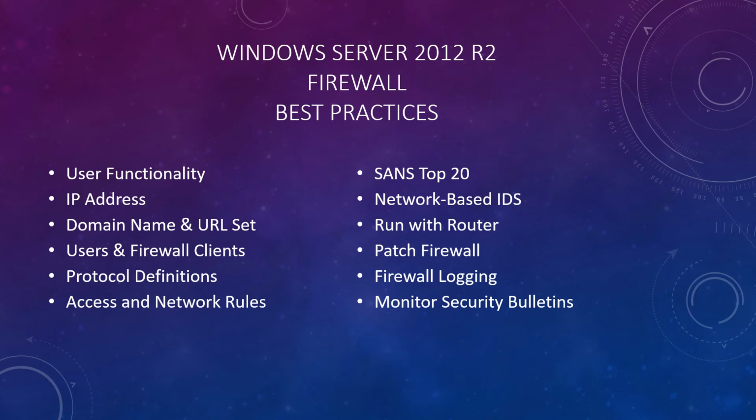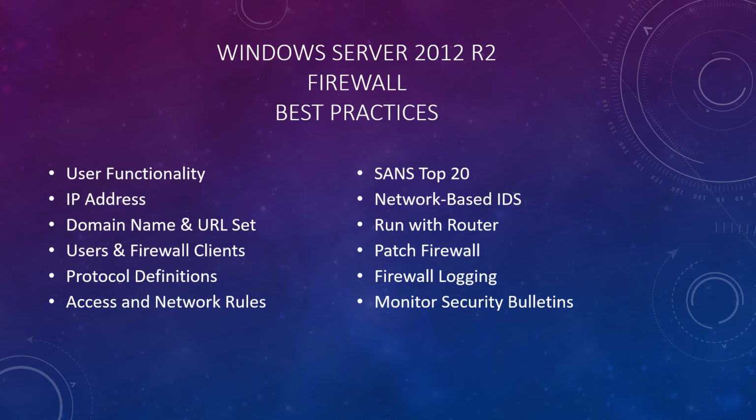The SANS top 20 vulnerability list should be followed. When it comes to configuring packet filtering and ports, all ports on the SANS top 20 vulnerability list should be disabled. Network-based IDS: run the firewall along with the network-based intrusion detection. You want to run the firewall with a router to prevent DOS attacks, which are denial of service attacks, and penetration. You want to block against that.